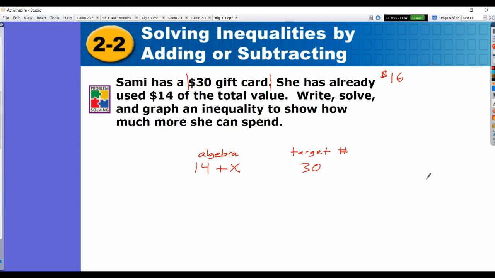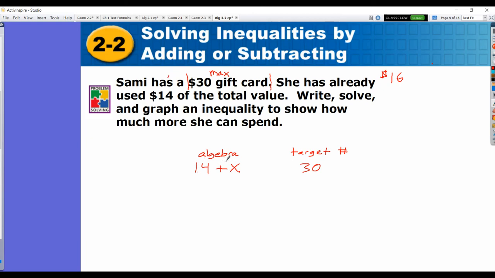All right, now let's make a decision on what our symbol is going to be here. She only has $30 to spend. We don't want her to go over $30 because this is all she has. She doesn't have any more on her gift card than 30. So 30 represents her maximum amount she can spend. We want to make sure she doesn't go over 30.